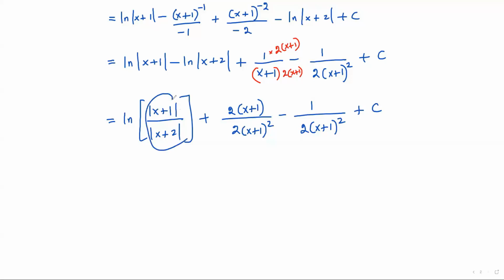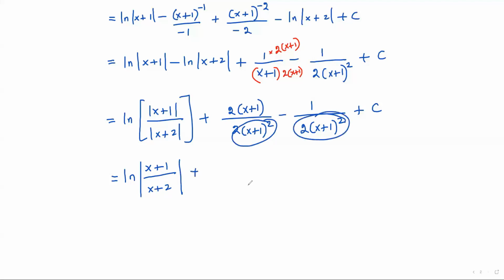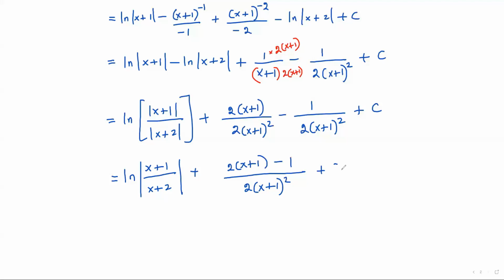Okay, here we divide two absolute values. Whenever we divide two absolute values, we can take the absolute value in common. So natural logarithm of the absolute value of (x + 1) over (x + 2), plus. Here the two fractions have the same denominator. We can take the common denominator, that is 2 times (x + 1) squared, and 2 times (x + 1) minus 1, plus c. So the next step will be ln of the absolute value of (x + 1) over (x + 2), plus.